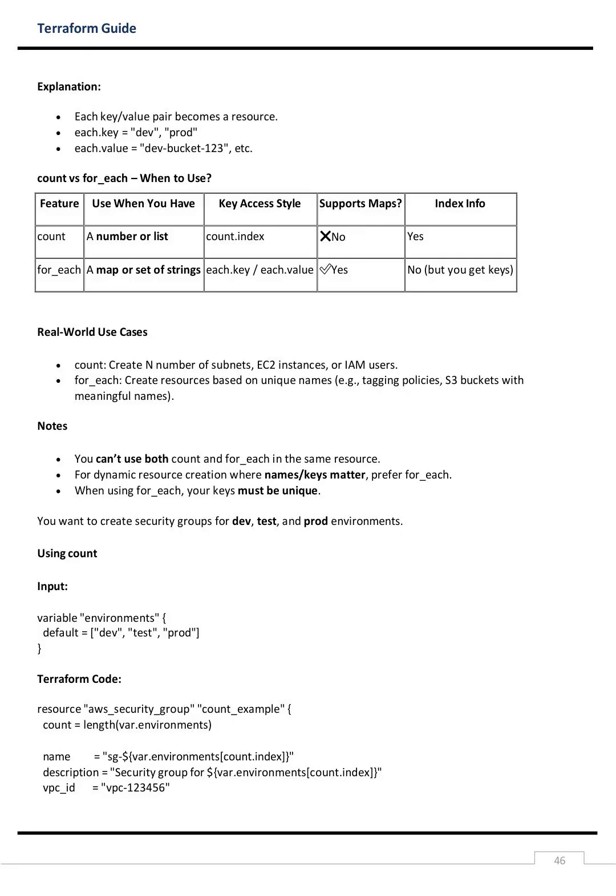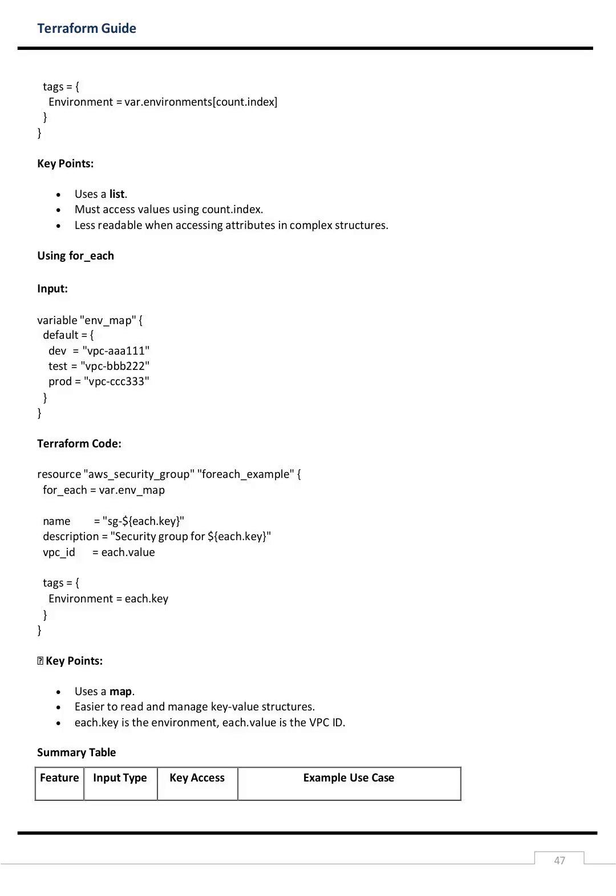Notes: you can't use both count and for_each in the same resource. For dynamic resource creation where names and keys matter, prefer for_each. When using for_each, your keys must be unique. Say you want to create security groups for dev, test, and prod environments. Using count, input variable environments, Terraform code: resource aws_security_group, count example, description security group for VPC. Terraform guide tags, uses a list.